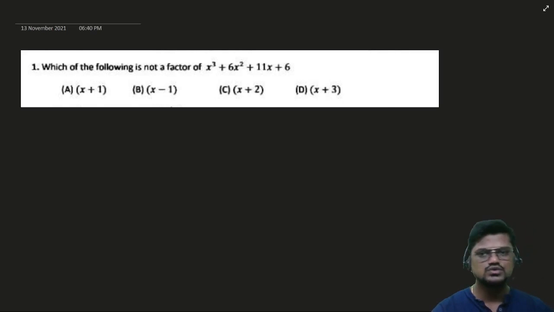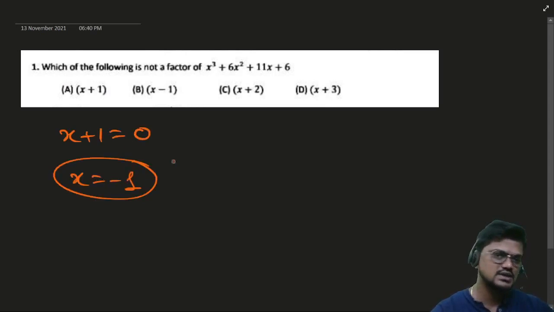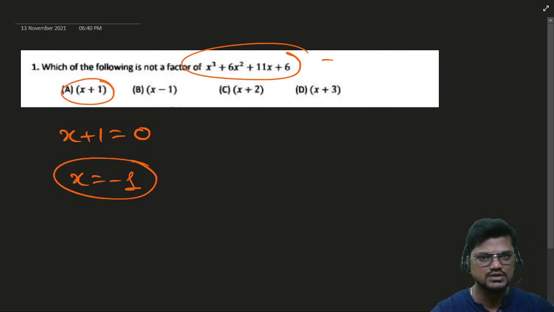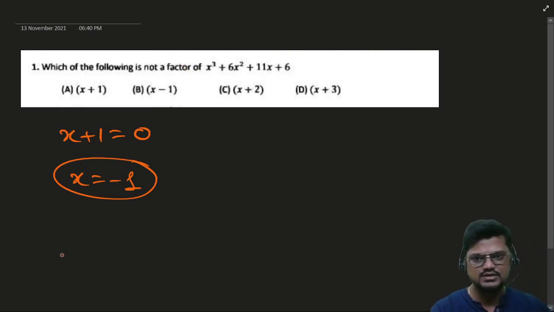Exactly. Perfect. So what we have to do, whether it is a factor or not, for that, since x plus 1 we have to keep as 0, then x equals minus 1. Put this x equals minus 1 in this equation. And if the answer becomes 0, then we can say it is a factor of this polynomial. Okay, so let's do it. It is a very easy one.